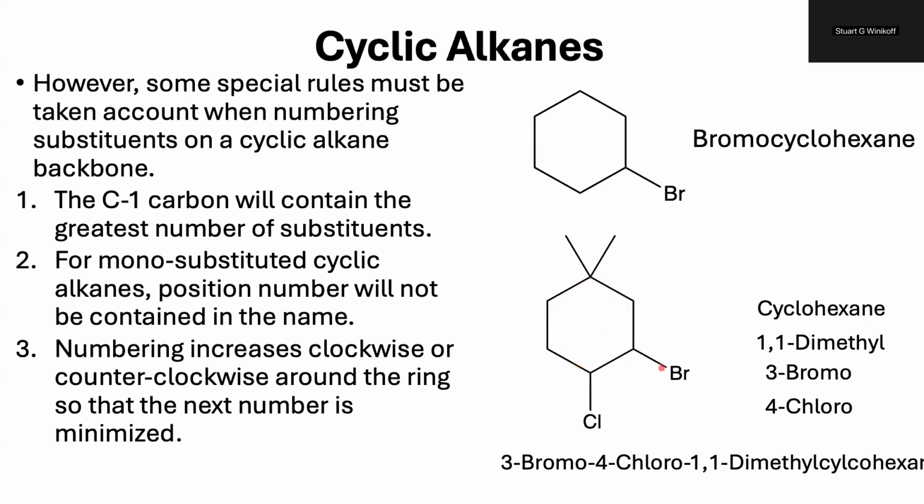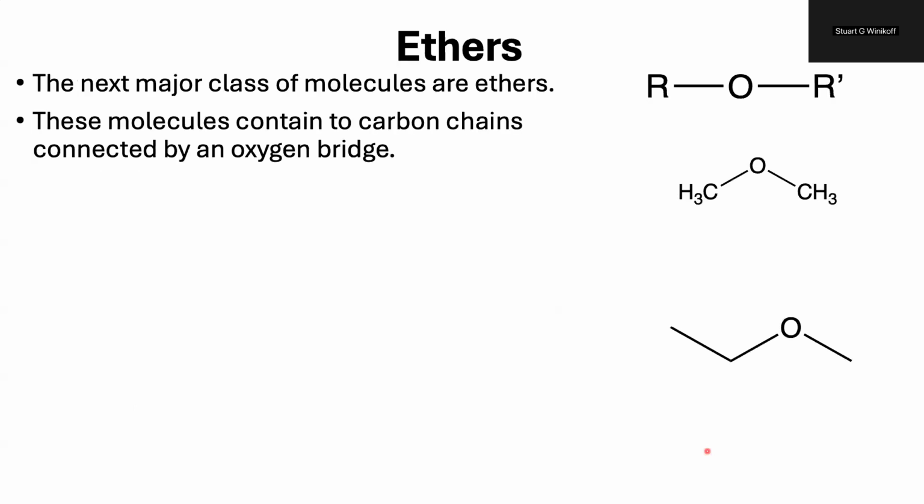So we're going to choose to put the bromo on the 3. That means the chloro is on the 4. And when I add all of these together, it becomes 3-bromo-4-chloro-1,1-dimethyl, again working alphabetically, cyclohexane. Now, the last major group we're going to be dealing with is called ethers.